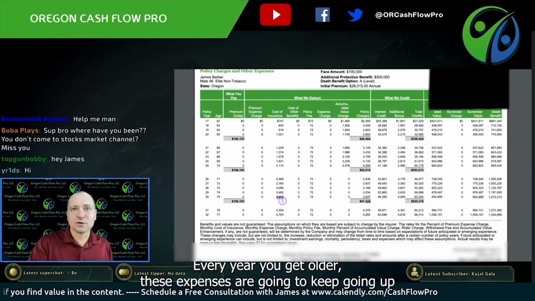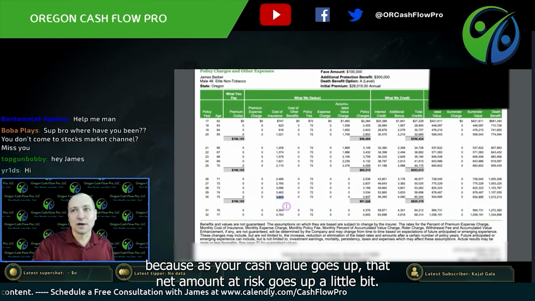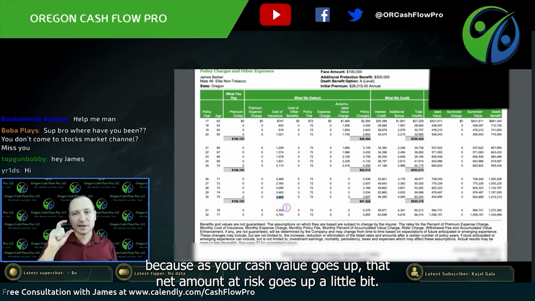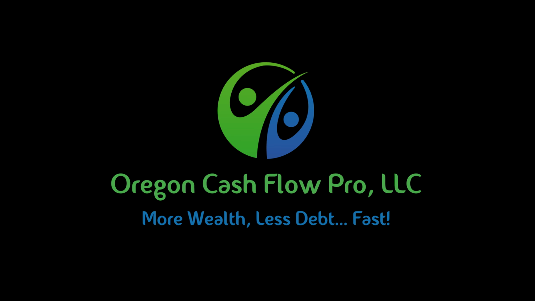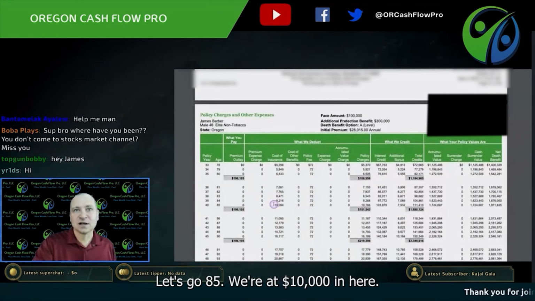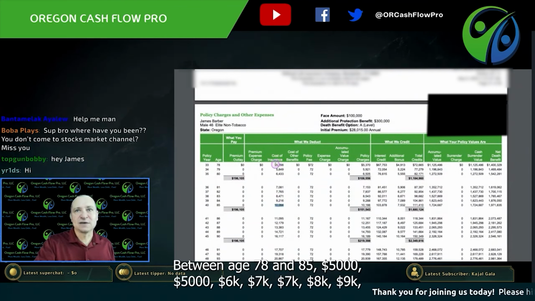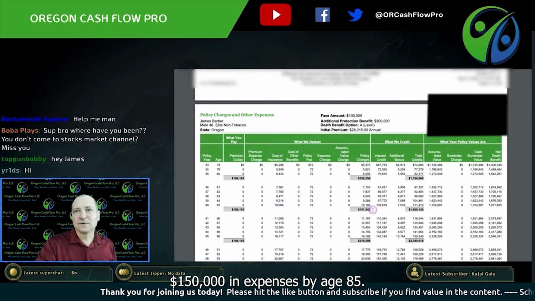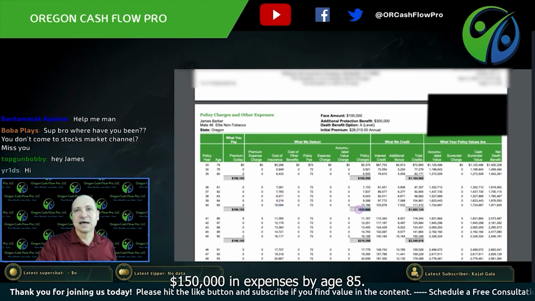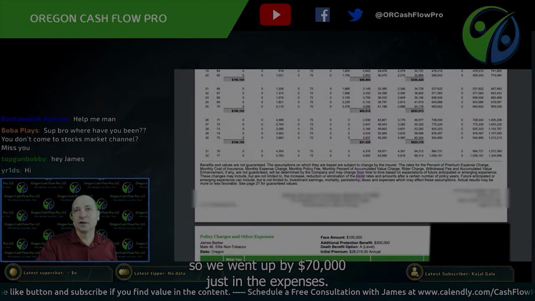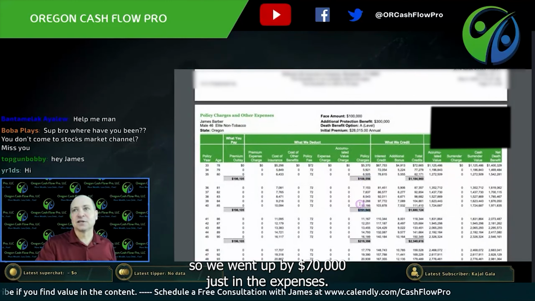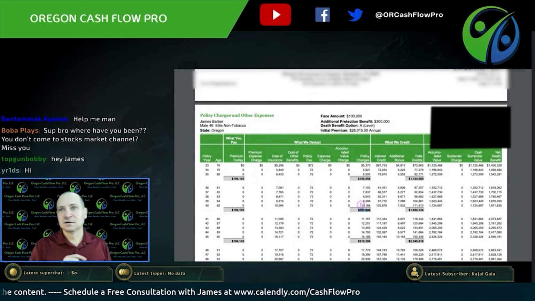Every year you get older, these expenses are going to keep going up because as your cash value goes up, that net amount at risk goes up a little bit. So let's go a little bit later. Let's go age 85. We're at $10,000 in here. And look at this, between age 78 and 85, 5,000, 5,000, 6, 7, 7, 8, 9. We're at $150,000 in expenses by age 85. At age 75, we were at 81. So we went up by $70,000 just in the expenses.